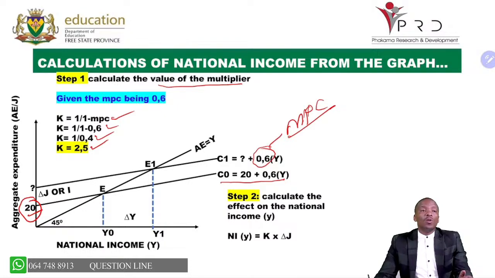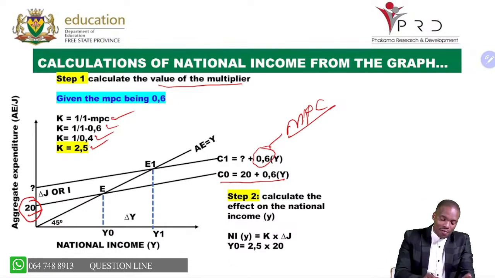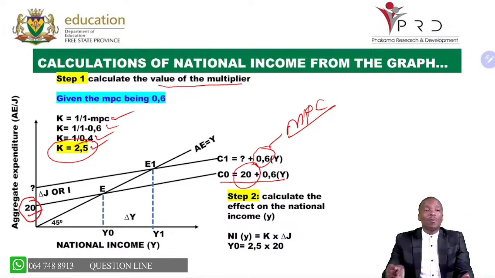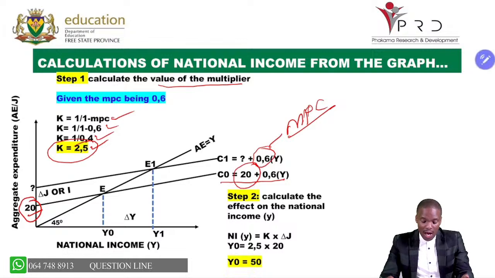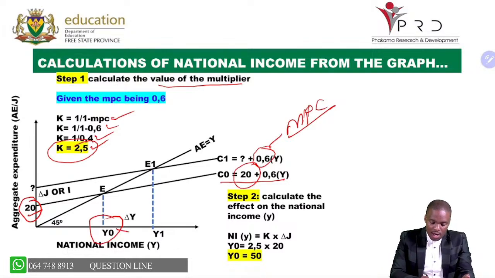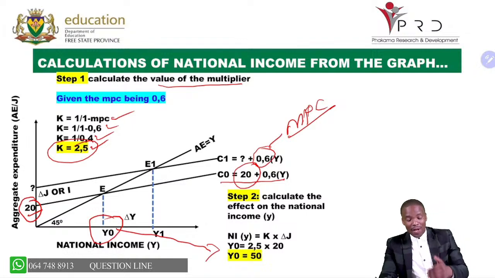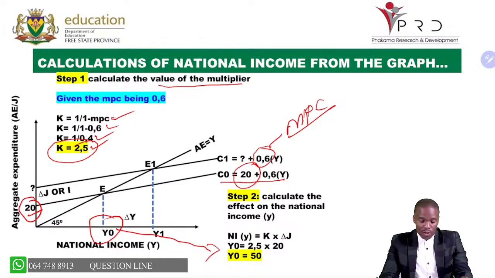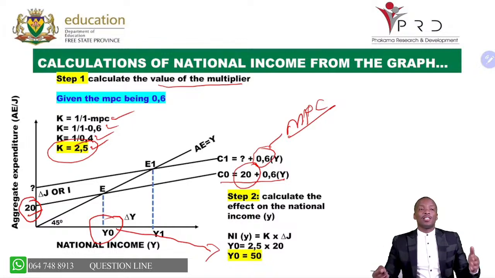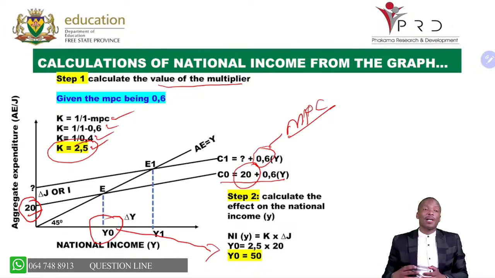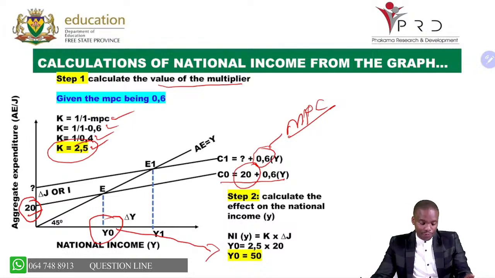Then step 2, you calculate the multiplier effect, of which already you've got the value of the multiplier and the level of autonomous consumption or injections, and Y0 there, the answer is 50. So always apply these steps, then you will never go wrong, grade 12s. Just a recap and a reminder of how to calculate the multiplier and also how to calculate the multiplier effect using a graph.